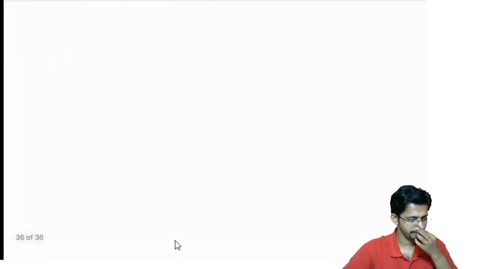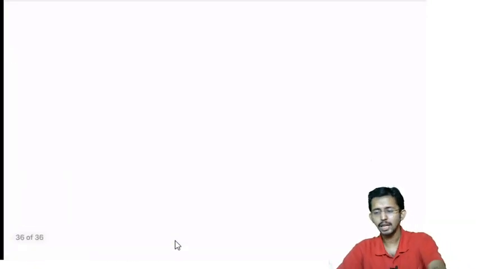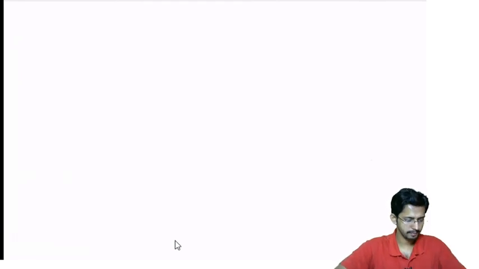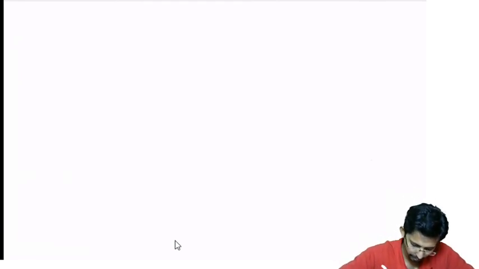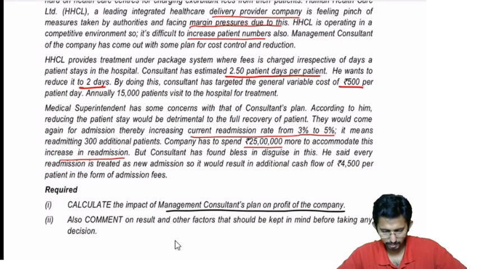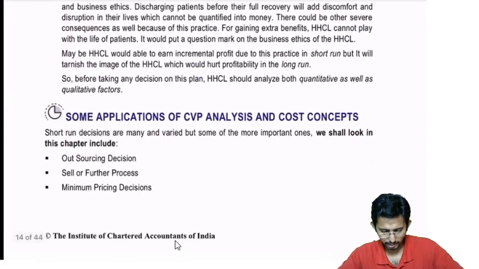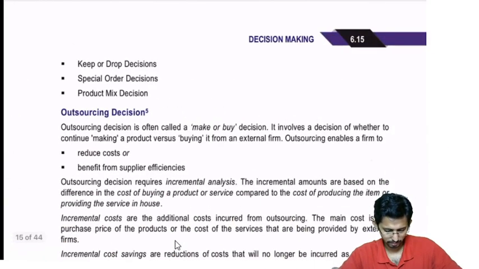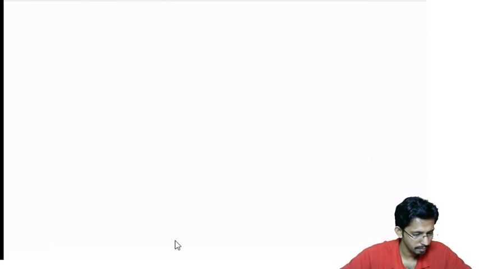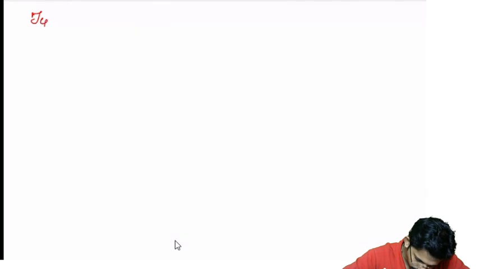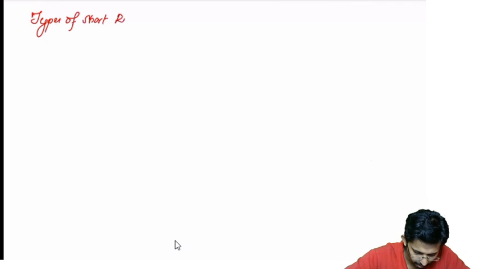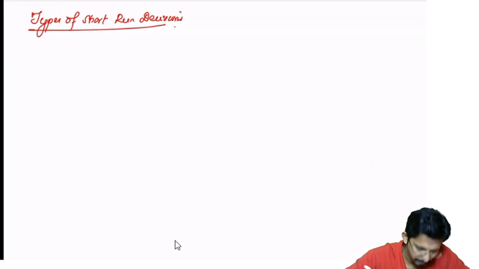Now going further, types of short-run decision making. I think that is in the next page. Some application of CVP analysis. Okay. Please write: types of short-run decisions.